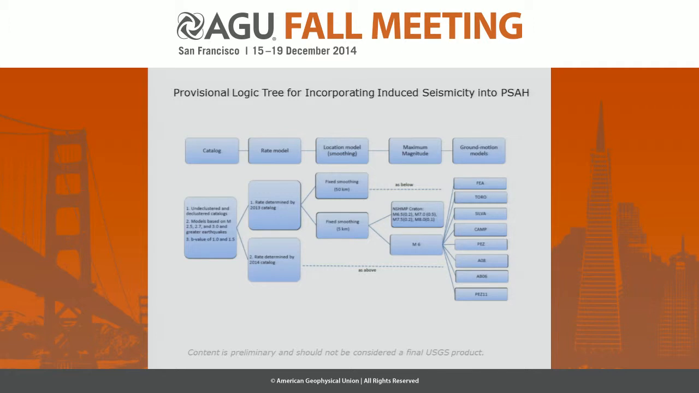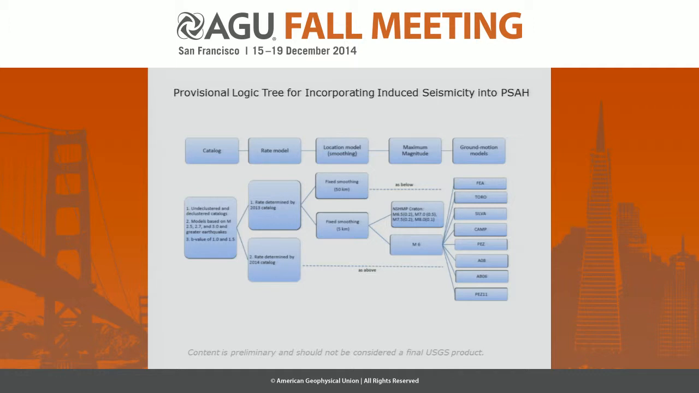So I'm going to show you an example of this work in progress. These are not final maps by any stretch of the imagination, but we're going to look at what happens as we go through these logic trees by first taking the undeclustered catalog. And I think Andrea should have convinced you that this is important to do, because these sequences typically produce many earthquakes. And collapsing all of those earthquakes to one does not really reflect the ground motions that will occur.